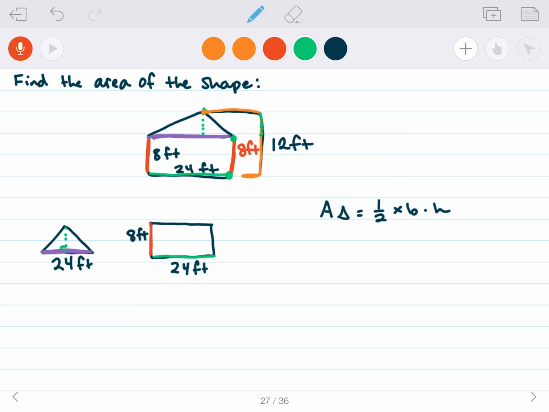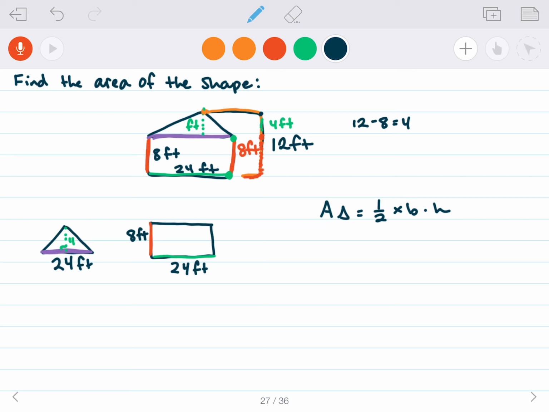So we're going to take 12 feet, and from it we're going to take away this 8 feet. And the result is going to be this height right here, these green dots. Okay, so what is that height? Well, 12 minus 8 is going to be 4, so this little guy is 4 feet. So the height is 4 feet, and now we have everything we need to figure out what our area is.